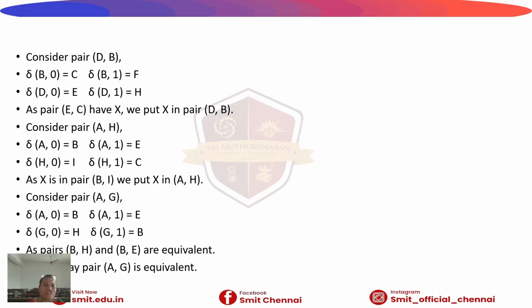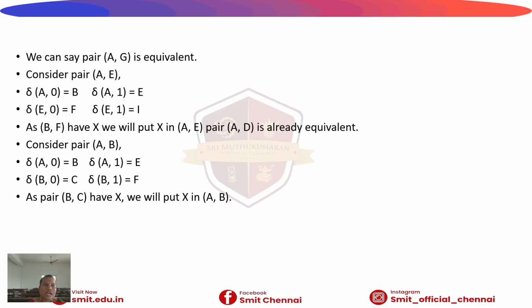So consider pair AG. On 0 and 1 it goes to BH and BE, which are equivalent. So we can say pair AG is equivalent. So consider pair A comma E. A comma E on 0 and 1 goes to BF and EI. BF has an X, so we will put an X in AE.